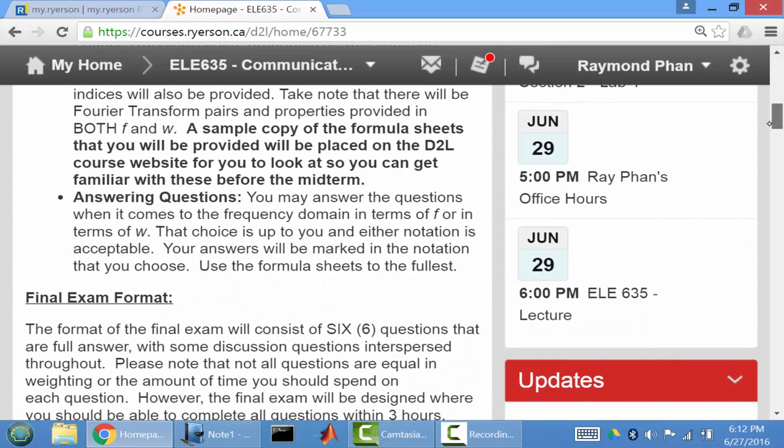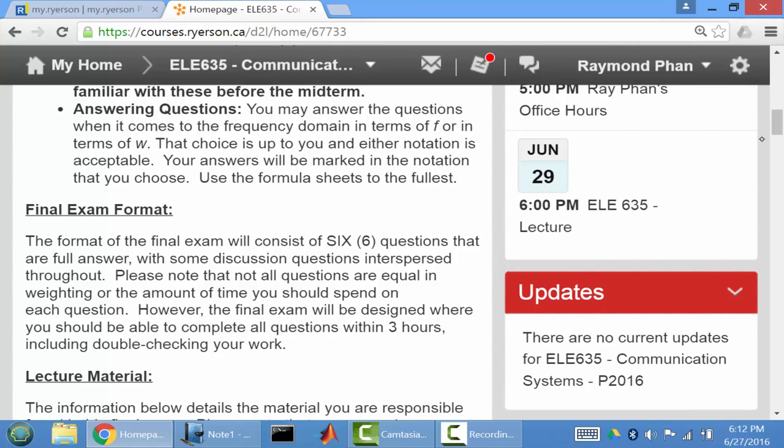So the final exam format: it will consist of six questions that are mostly calculation based with some small discussion-based questions, not too much. Please note that each question is not equally weighted, so you're not expected to spend an equal amount of time per question. Some will take a little longer than others, some may be quicker, but in total, it should take about 3 hours to solve, and you should have time to double check. I will make sure you have time to double check all of your answers before you leave, okay?